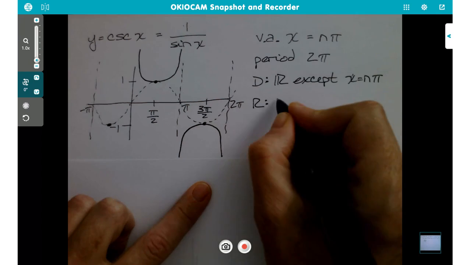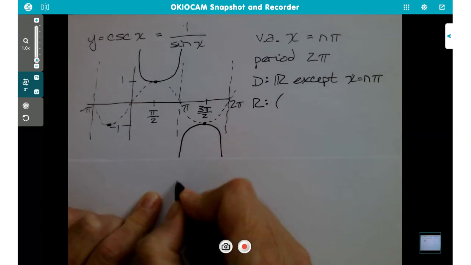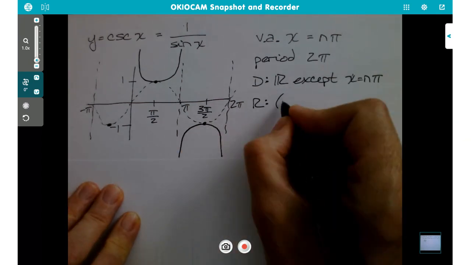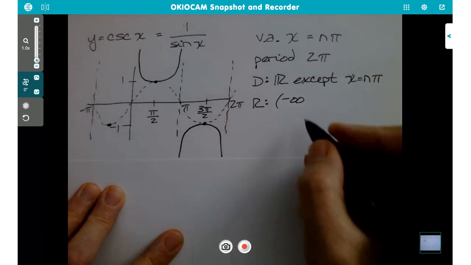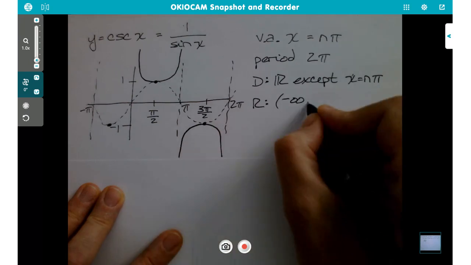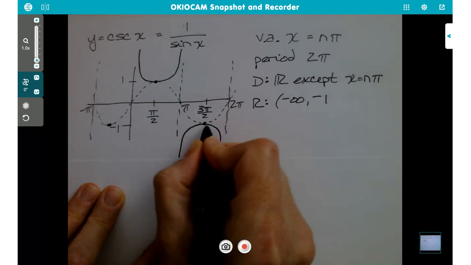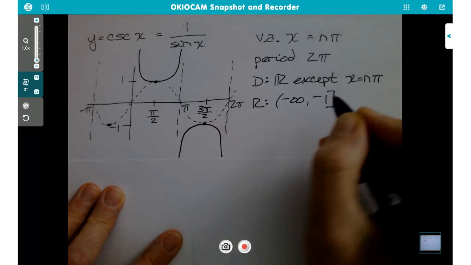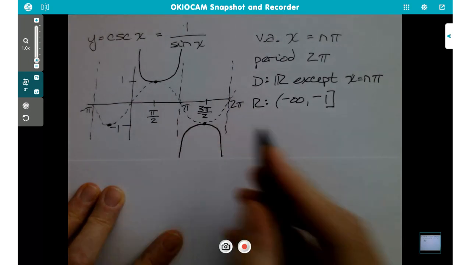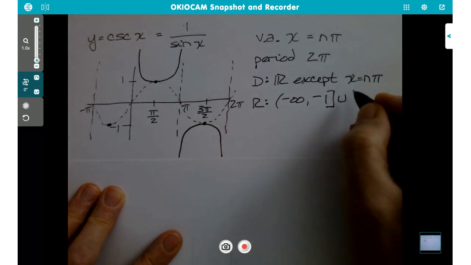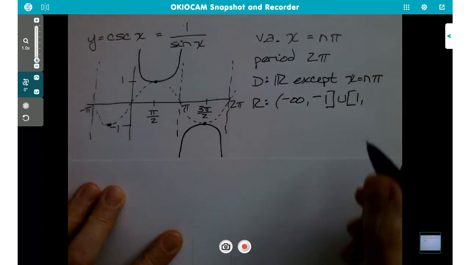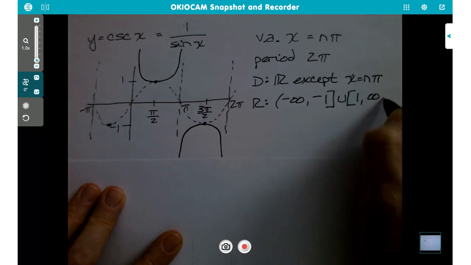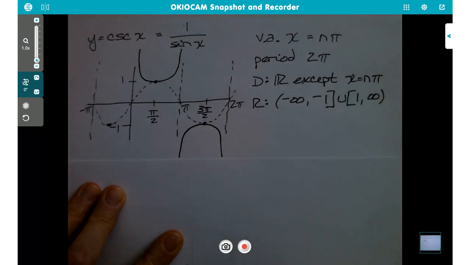So range, I can go down as low as I want. I'm going to go down along this asymptote forever, so I can have any y value I want in the negative direction, but only up until -1. And then we stop and we have this desert here, and we start up on the other side of the desert at 1, and then my y values can get as big as I want from there. So domain and range.